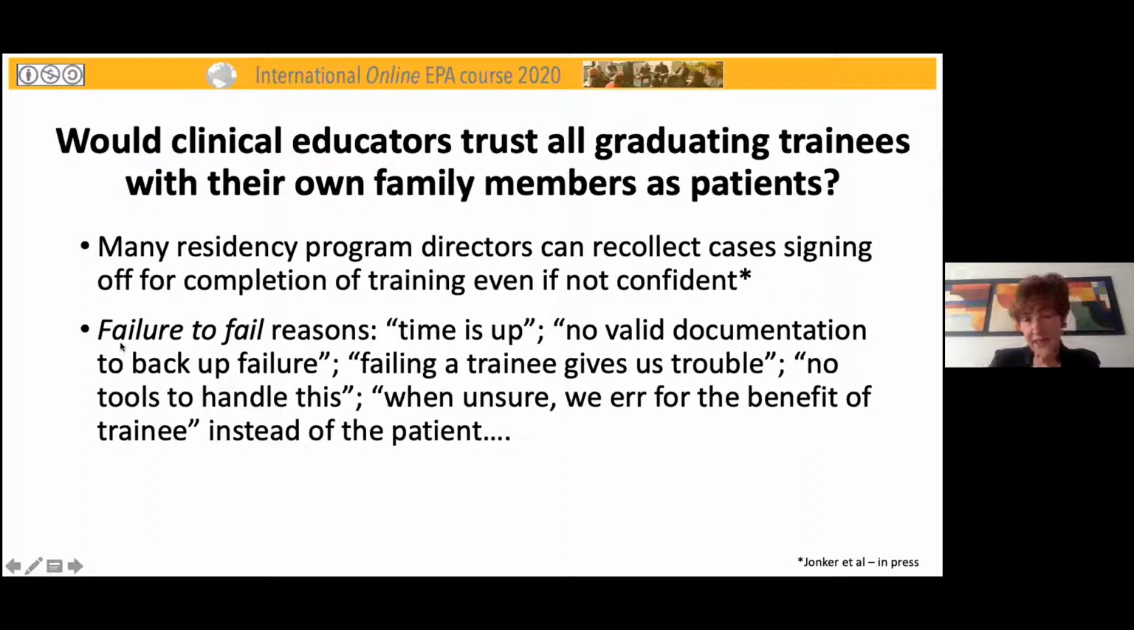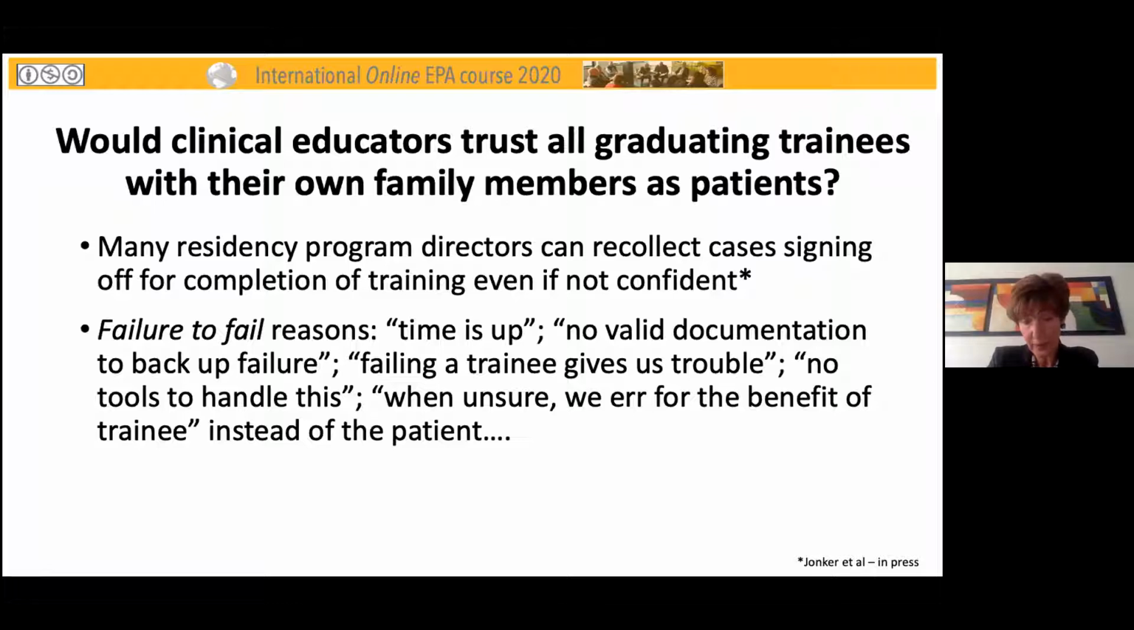Now, why is it that program directors fail to let a resident fail? It's actually a failure of the program director to fail a resident. Why is that? Well, a lot of time it's like, oh, you know, your time is up. And in the Netherlands, for example, if time is up, then there's also no money. So then it's easier to say, oh, I think you will learn it when you practice a little bit more, and kick them out of the program.